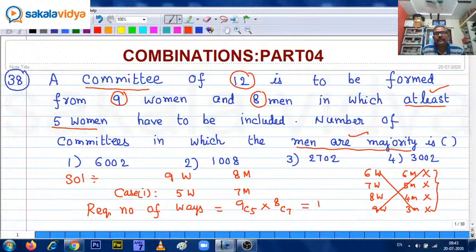This is equal to 1008. Second option is the right option. Second option is the right option.